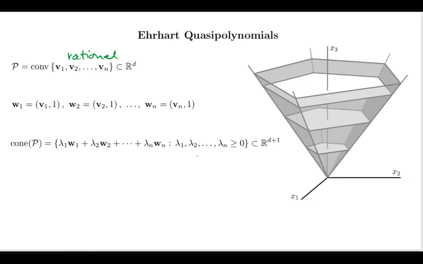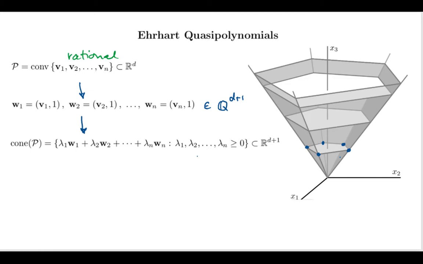The next step, as before, is to lift these vectors into d plus one dimensional space. So these now will be rational vectors with a 1 as the last coordinate, living in dimension d plus 1. Now I'll cone over this polytope. So you can think of the original vertices as being here at height 1. But now remember, those are rational vectors.